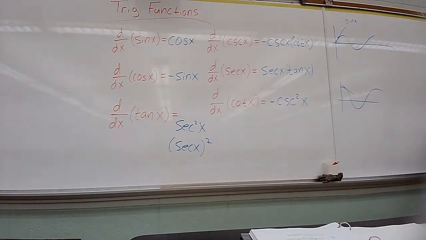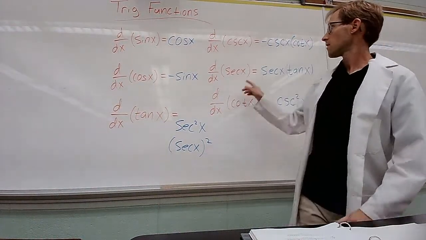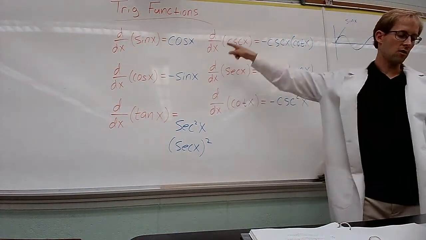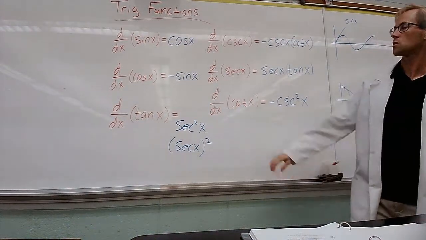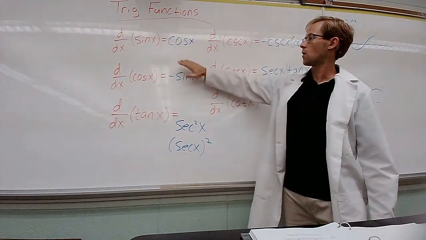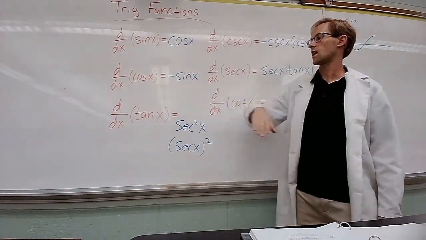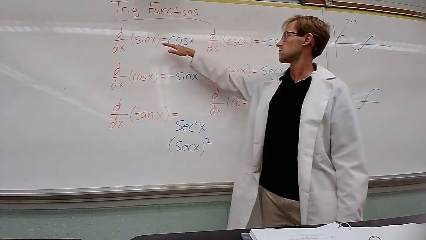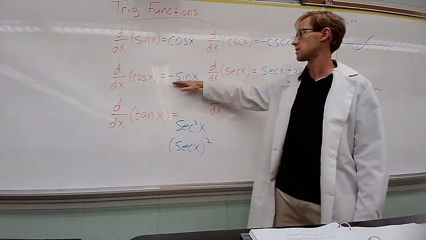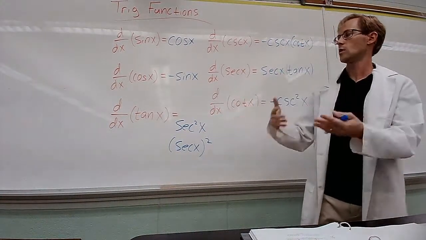All right. So you can use this, and you'll be able to use a sheet like this. But you should be able to know your derivatives of sine and cosine. That's the main thing. So derivative of sine is cosine. Derivative of cosine is negative sine. So you can kind of see how that goes.